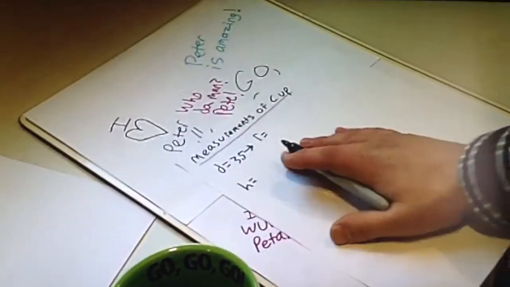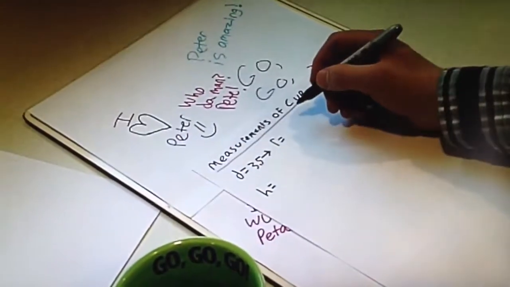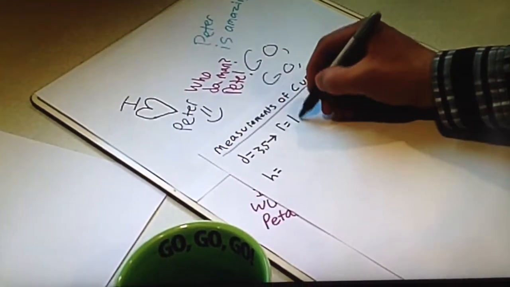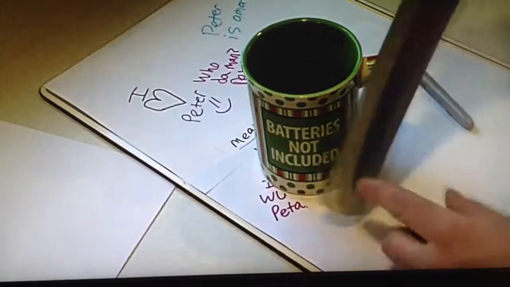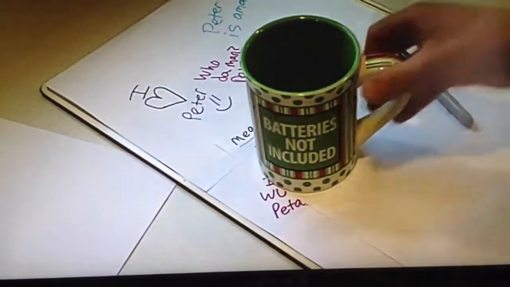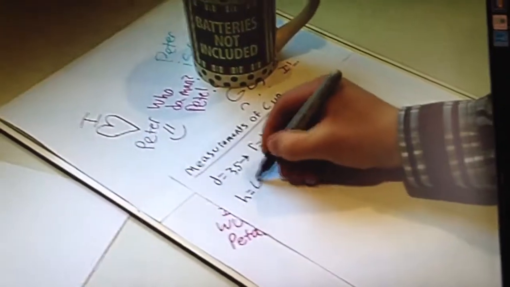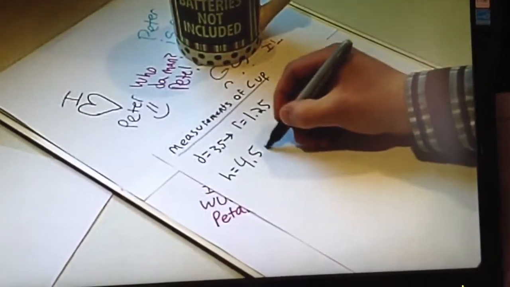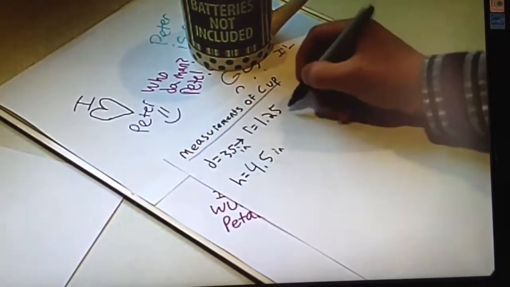Meaning the radius is going to be about 1.25 inches. Now, let's measure the height. That's about 4.5 inches. Don't forget your units.